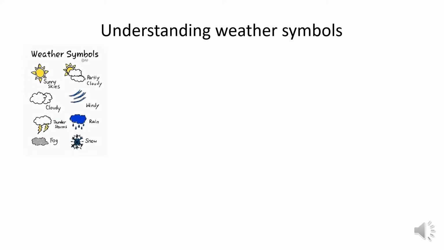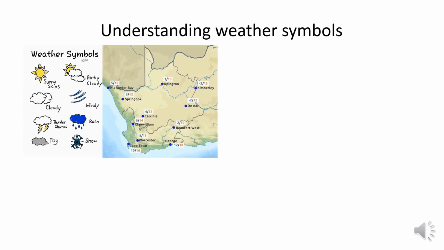So if we have a look at the weather symbols on the screen, we have sunny skies, partly cloudy, cloudy, windy, thunderstorms, rain, fog, and snow. When you see these symbols on a weather chart, you will not see the words next to them, but you will understand what they mean. So if we have a look at the map of South Africa, we have the temperatures and we have the place names.